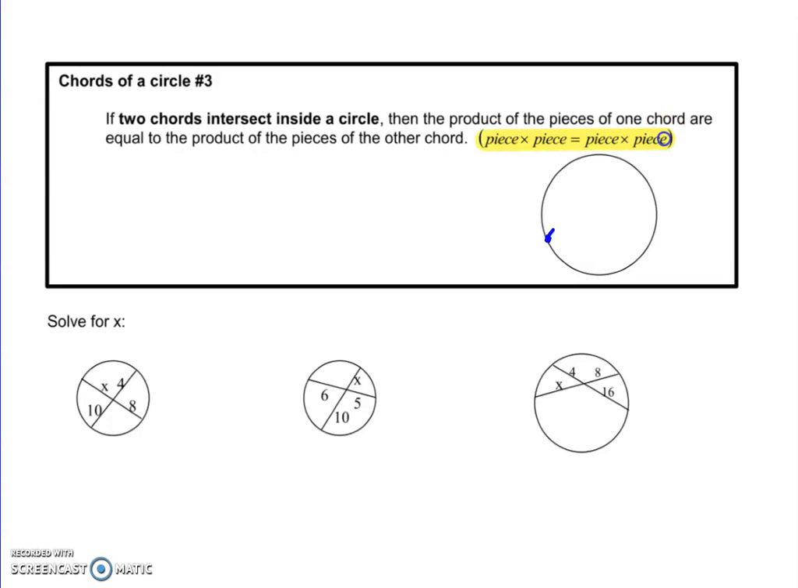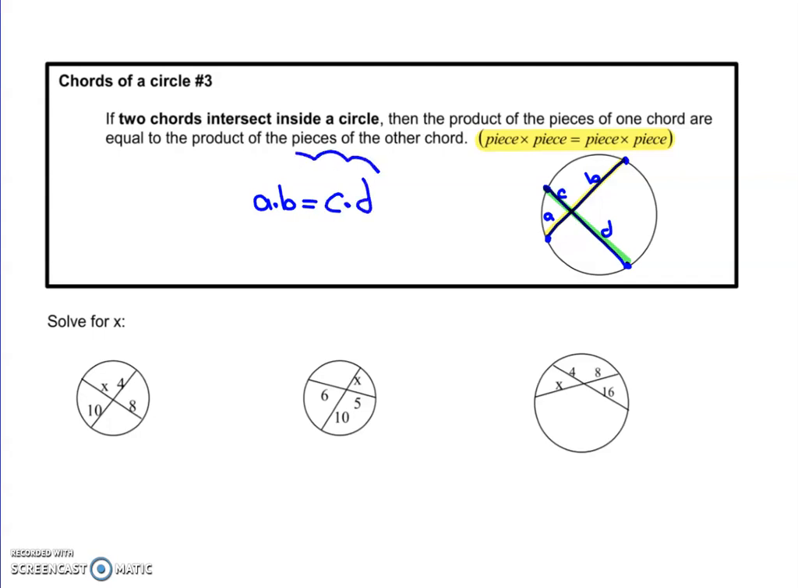So let's start by drawing two chords that randomly intersect in the circle. And I'm going to use lowercase letters to represent the lengths of the different pieces. So maybe I'll use an A and a B for those two pieces, and then a C and a D for those two. The reason we call this piece times piece equals piece times piece is because in one chord, I'll highlight this one, those two pieces, if I multiply them together, A times B, has to equal the product of the pieces of the other chord, C times D.